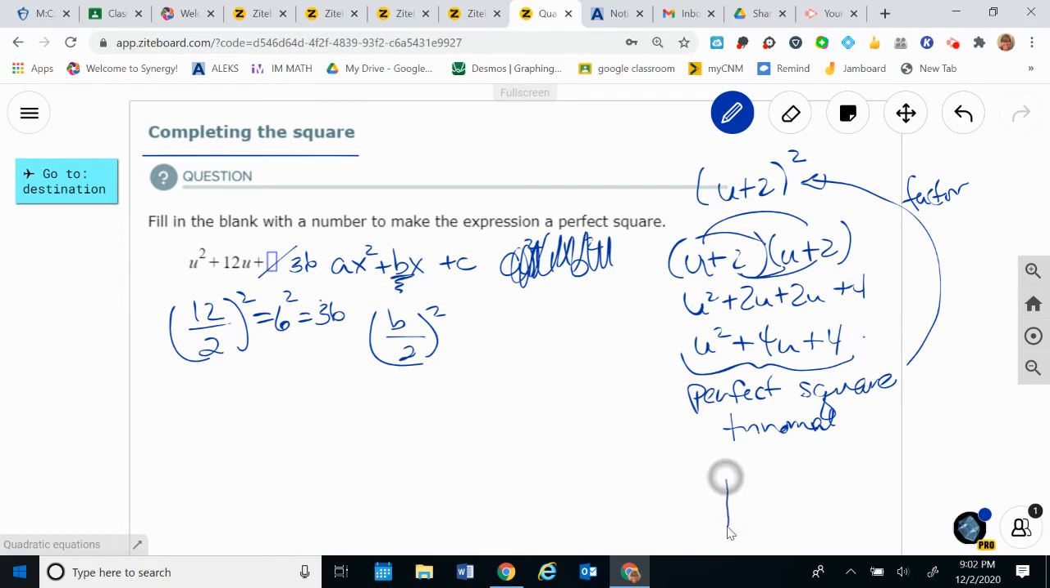A perfect square trinomial means that you can represent the area of this quadratic with a square, and each side would be whatever that binomial is. In this case, it's u plus 2, u plus 2. In this case, it would be u plus 6. But anyway, it doesn't matter. Take the middle term, divide it by 2, and square it.